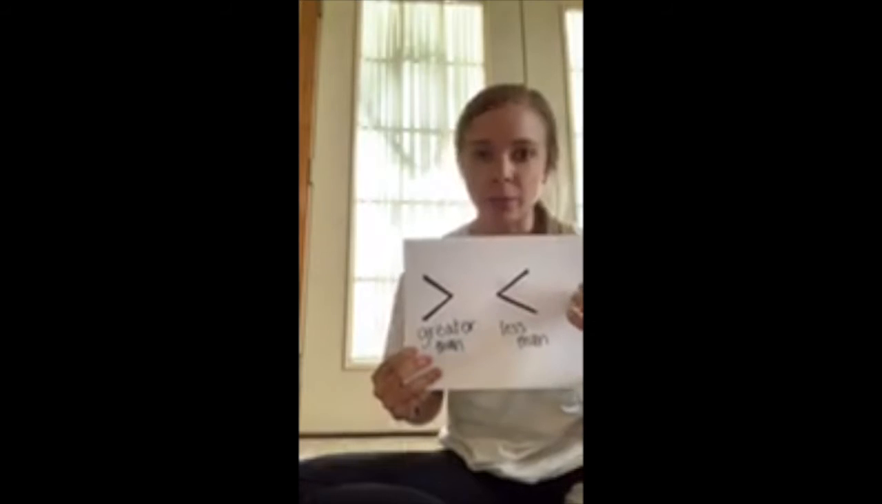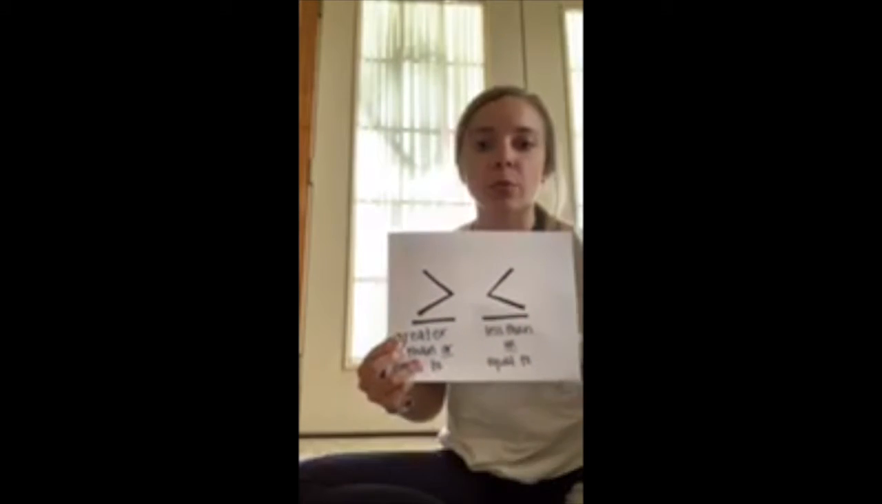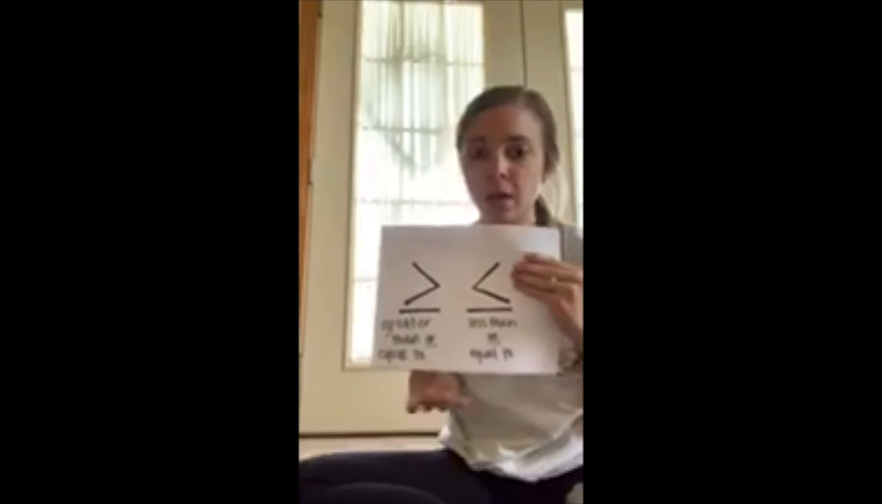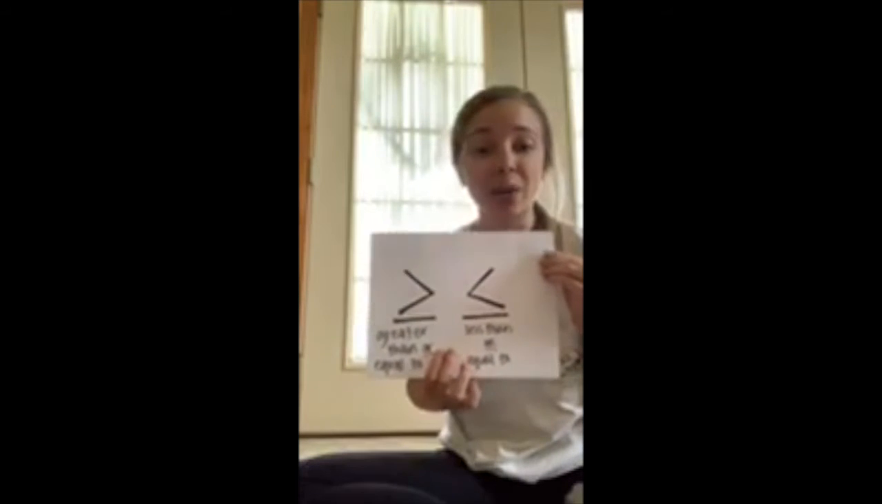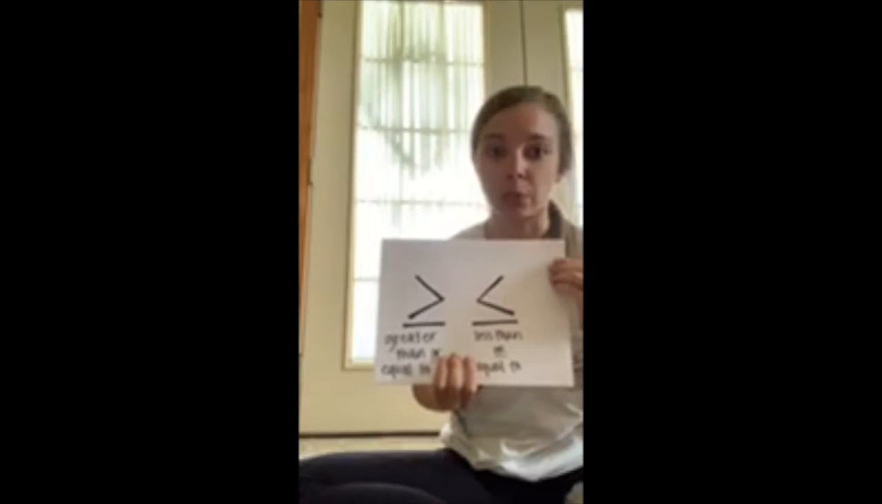Not that it really matters, because you can still solve them without actually knowing which one's greater than and which one's less than. Okay, and then we also have two more symbols that are important. We could use greater than or equal to or less than or equal to also. Okay, and those actually do have part of the equal sign in them, but they're not an actual equal sign because of the greater than or less than part there.